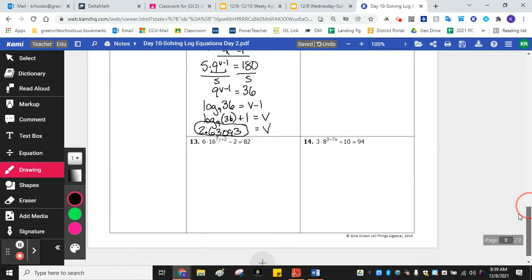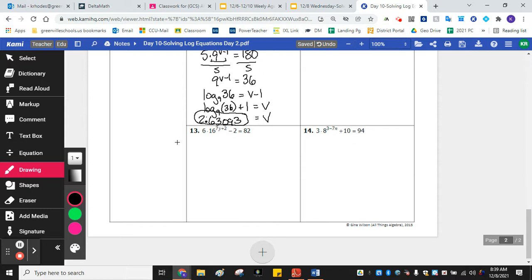I just love that you can check your answer. That's my favorite part about math. You can always check your answer. So I'm going to add over 2. 6 times 16 to the 7y plus 2 equals 84. Divide over by 6. Trying to isolate 16 to the 7y plus 2. So 16 to the 7y plus 2 equals 14.